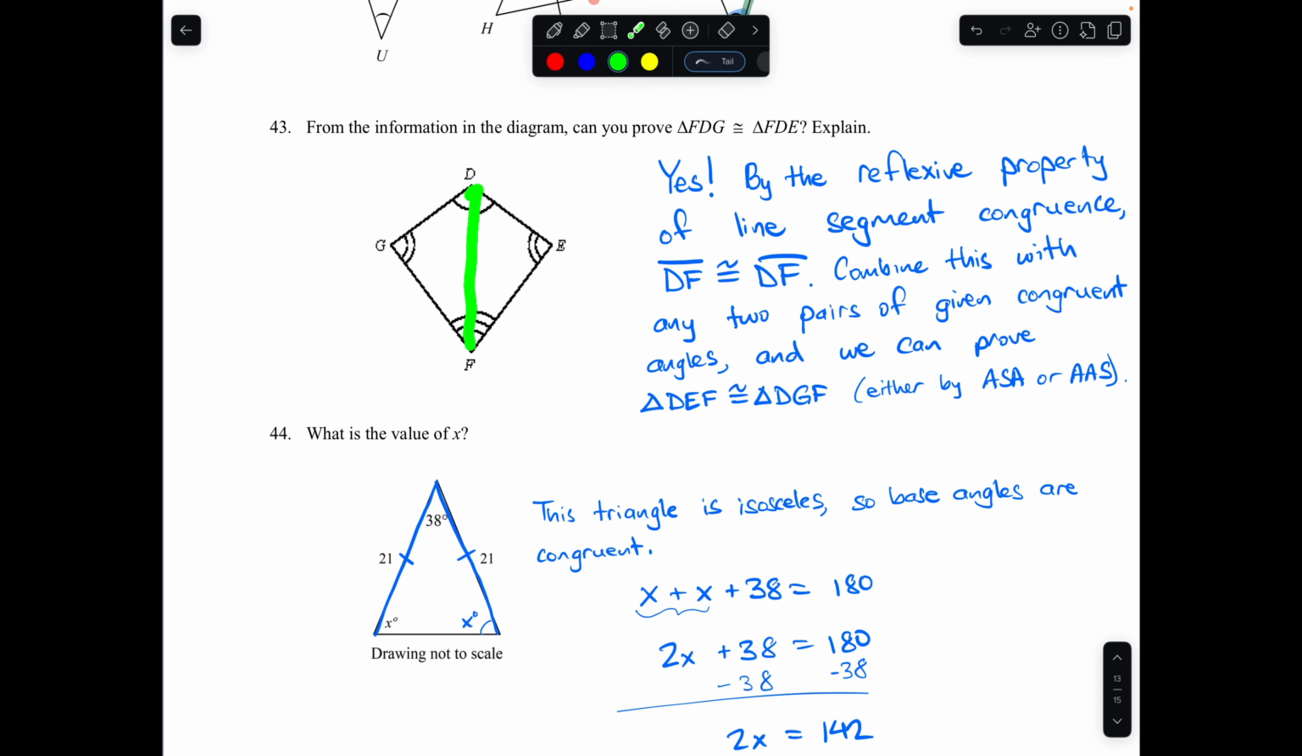So use that side length and any two pairs of angles you want, and you'll end up with the triangles being congruent either by angle, side, angle, or angle, angle, side, depending on if you pick the two angles that have DF as the included side, or maybe you pick two angles that DF is not the connecting side.